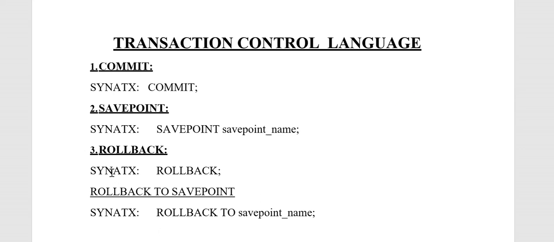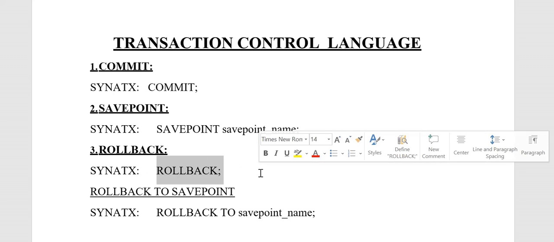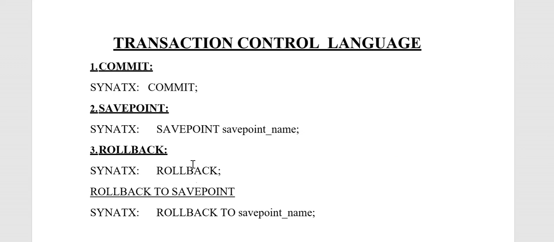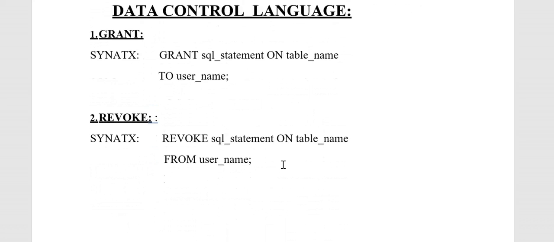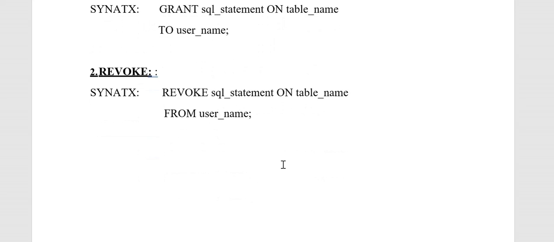And rollback. So syntax is just rollback. So rollback to a particular save point. If you want to go to a particular save point, we have to enter rollback to save point. If you have given save point as R1, we have to enter rollback to R1. So like that. These are very simple only. No need for practicals. And last one is data control language.